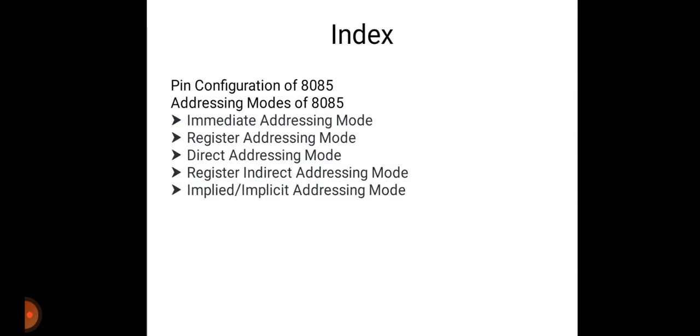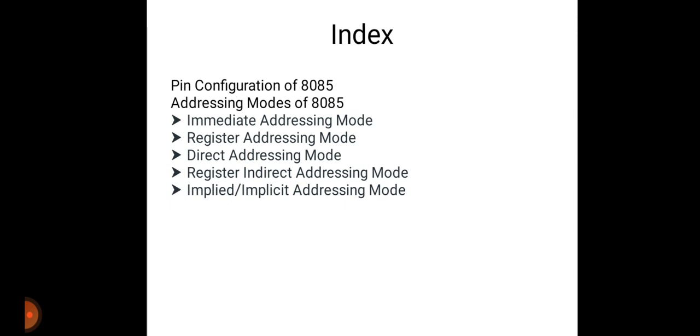So, in this lecture, we will study the pin configurations of 8085 and addressing modes of 8085. In addressing modes, there are 5 types of addressing modes, that is immediate addressing mode, register addressing mode, direct addressing mode, register indirect addressing mode, and implied or implicit addressing mode.